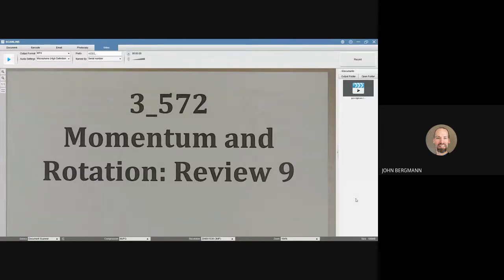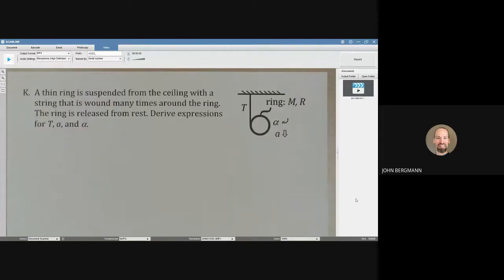Momentum and Rotation Review 9. A thin ring is suspended from the ceiling with a string that is wound many times around the ring. The ring is released from rest. Derive expressions for the tension, the acceleration, and the angular acceleration.